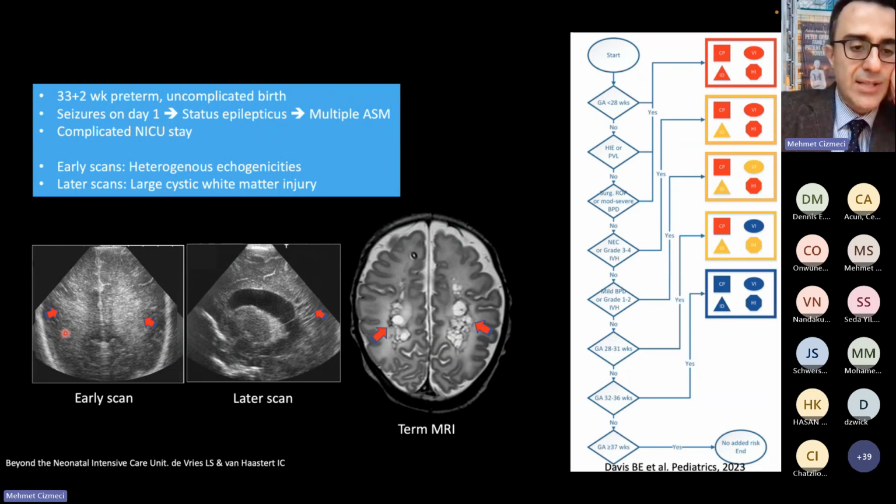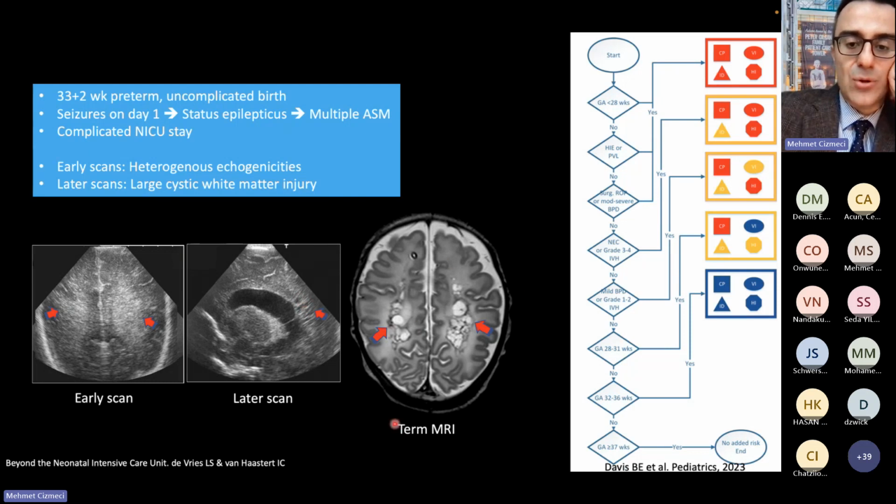The early head ultrasound, as you can see here, is showing asymmetrical heterogeneous white matter echogenicity. In these babies, we continue to do head ultrasonography in a serial manner, and usually 2 to 6 weeks after the onset of these increased echogenicities, if they don't disappear, they may develop into cystic lesions in a minority of the patients, and this baby developed cystic white matter injury.